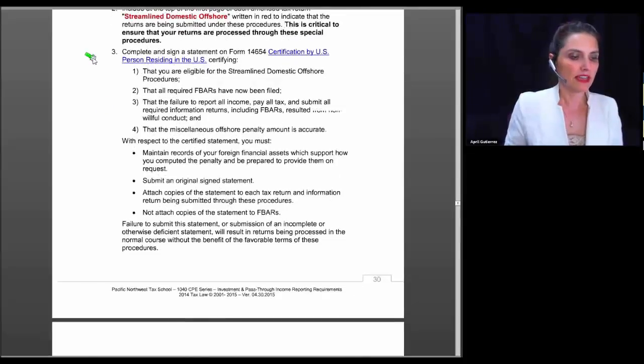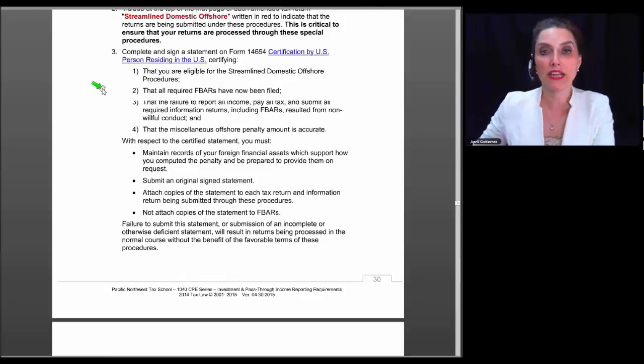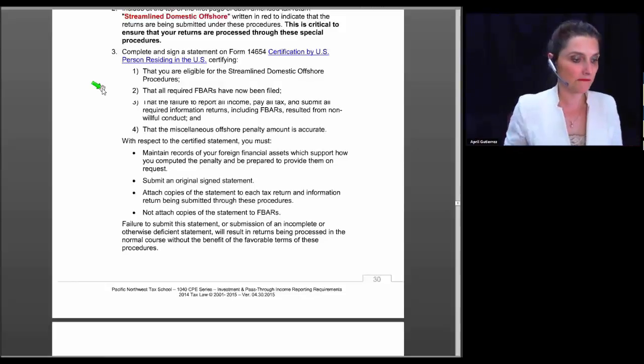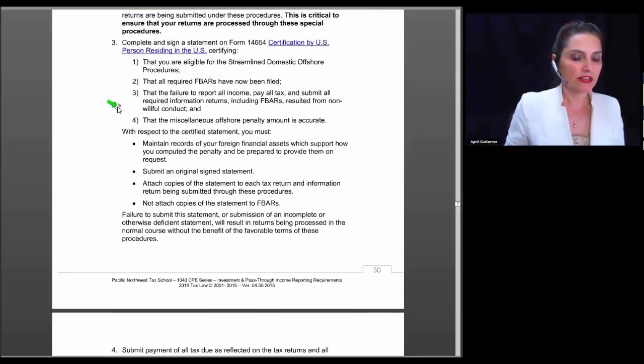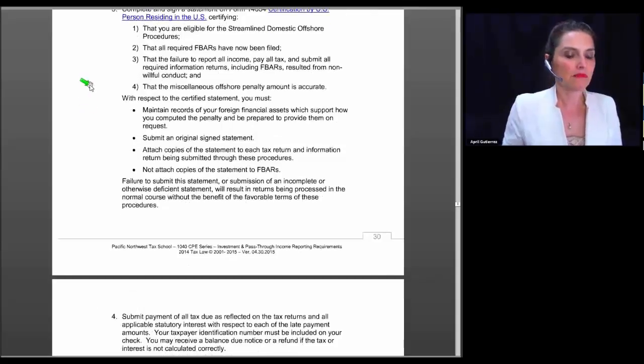Next, complete and sign a statement on Form 14654, and if you click this link, it'll take you to that form on the IRS website, certifying that you are eligible for the streamlined domestic procedures and that all required FBARs have now been filed. In other words, to take part in these streamlined procedures, you need to file the delinquent FBAR reports and then file the streamlined procedure application. You must also certify that the failure to report all income, pay all tax, and submit all required information returns, including FBARs, resulted from non-willful conduct, and that the miscellaneous offshore penalty amount is accurate.